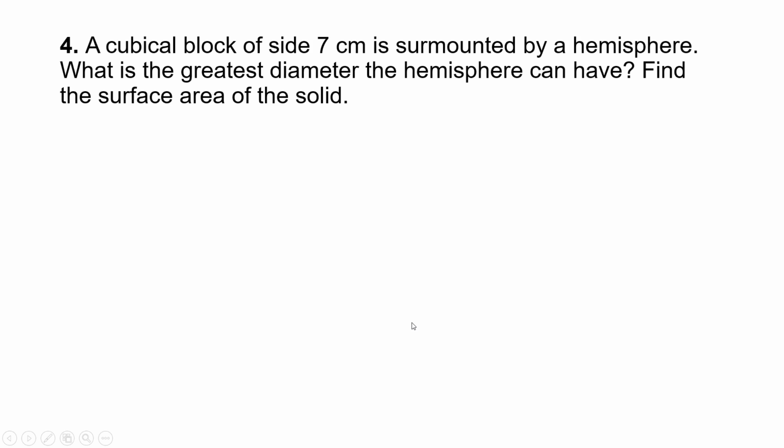Okay, so next one is a cubical block of side 7 centimeter, surmounted by a hemisphere. What is the greatest diameter of the hemisphere? There is a cubical block. Cubical means I have to make it as a square. Please ignore this, it should be a square. Consider this as a square.